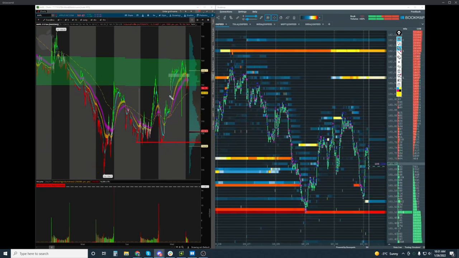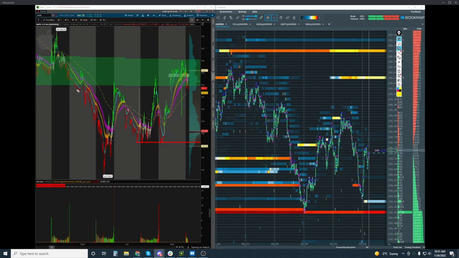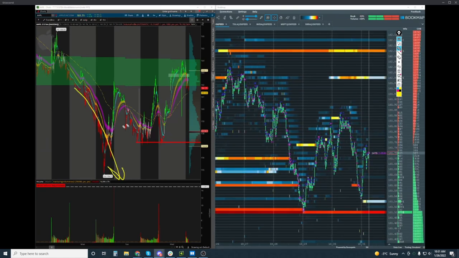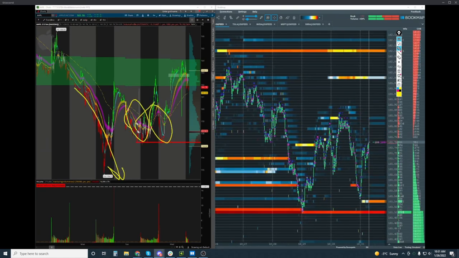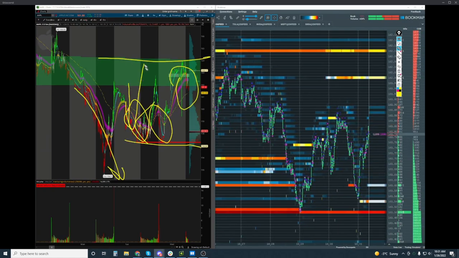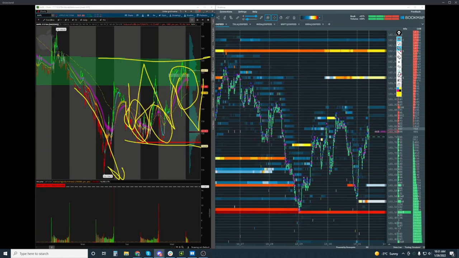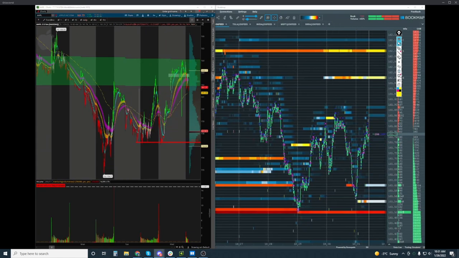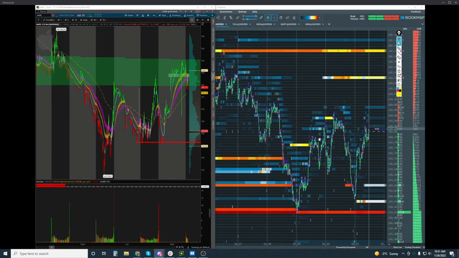Do I have over here any kind of A plus setup to trade? Well, the first day was trading short, but then over here we had a lot of inside bars, and therefore we have no A plus setup because it's inside this trading range. So I'm explaining to you how to find the best scenario to trade.